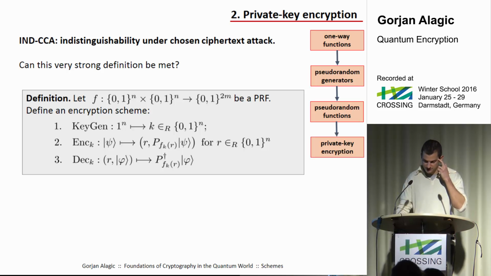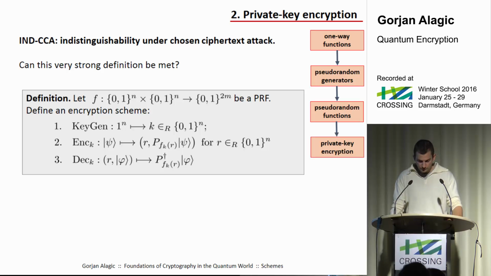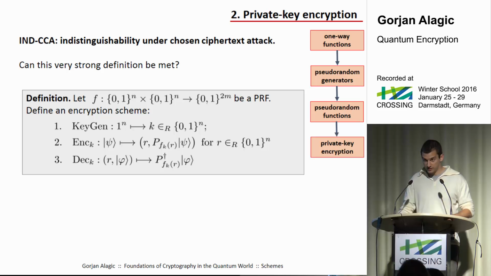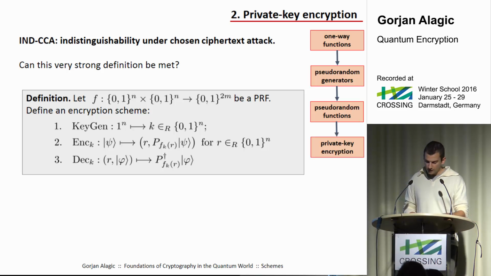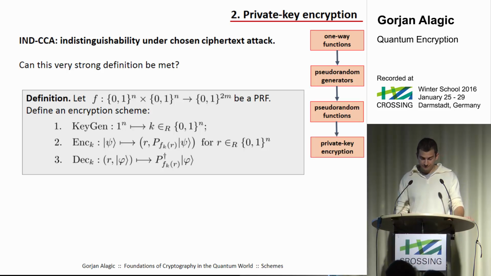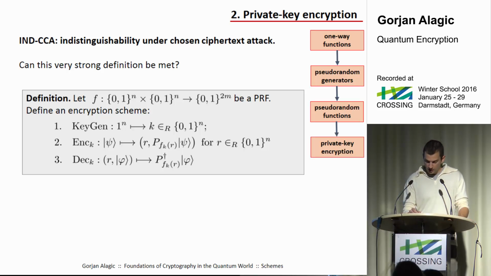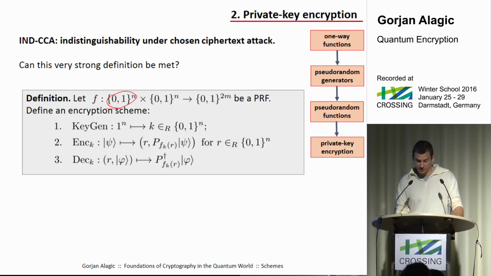Okay, so this is the scheme. I'm writing it in this fully quantum setting, but you can just as well replace things with classical wherever you like in order to get either the post-quantum setting or the purely classical setting. So what do we do? We start with a pseudo-random function, and then we pick a key. The key will basically index the function, so it will fix the first input to the pseudo-random function.